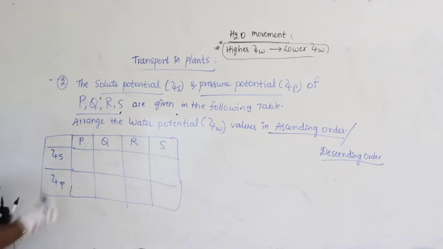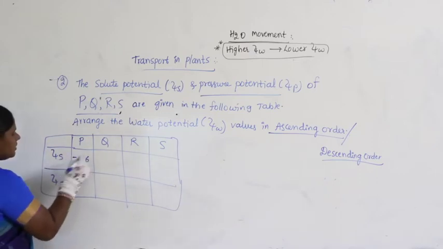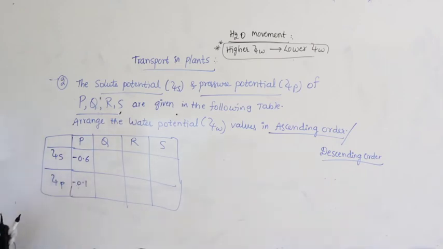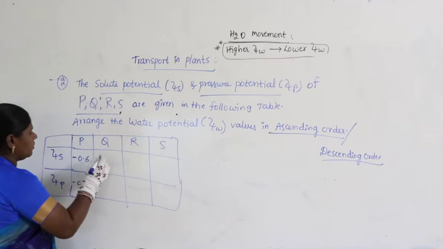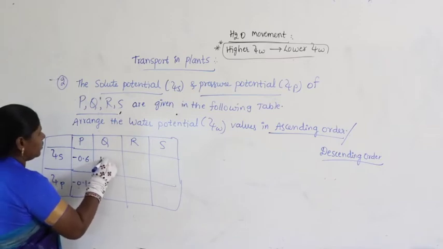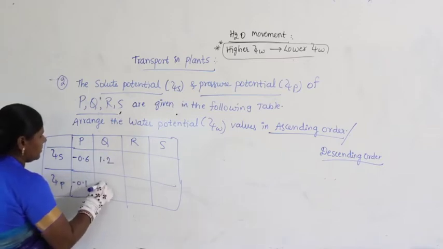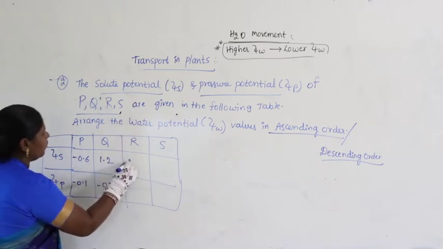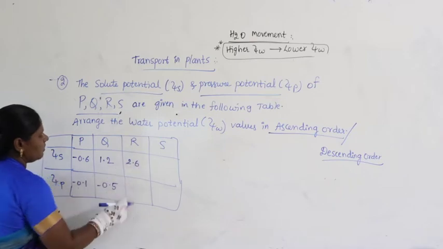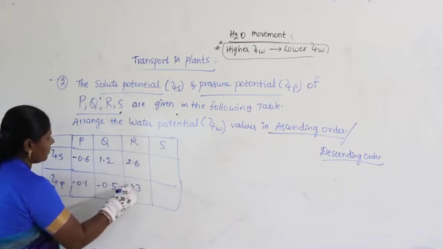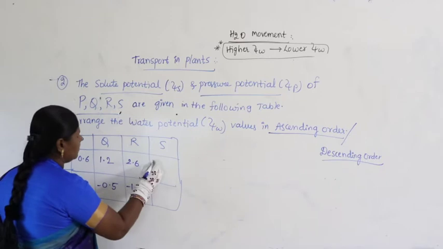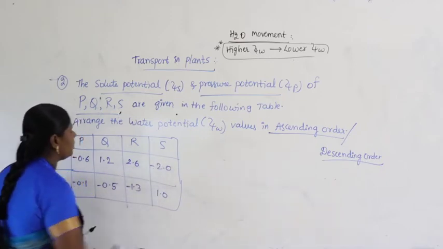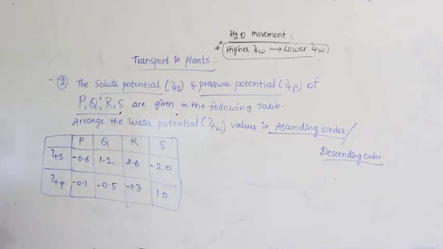Let us take for P: solute potential minus 0.6 and pressure potential 0.1. Then for the next cell, 1.2 and minus 0.5. For the next, 2.6 and minus 1.3. And let us take this one as 2.0 and 1.0. The table is given like this.